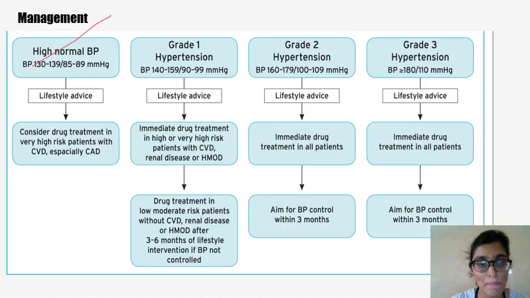High normal BP is 130 to 139 by 85 to 89 millimeters of mercury. You give lifestyle advice. Consider drug treatment in very high risk patients with CVD, especially CAD.